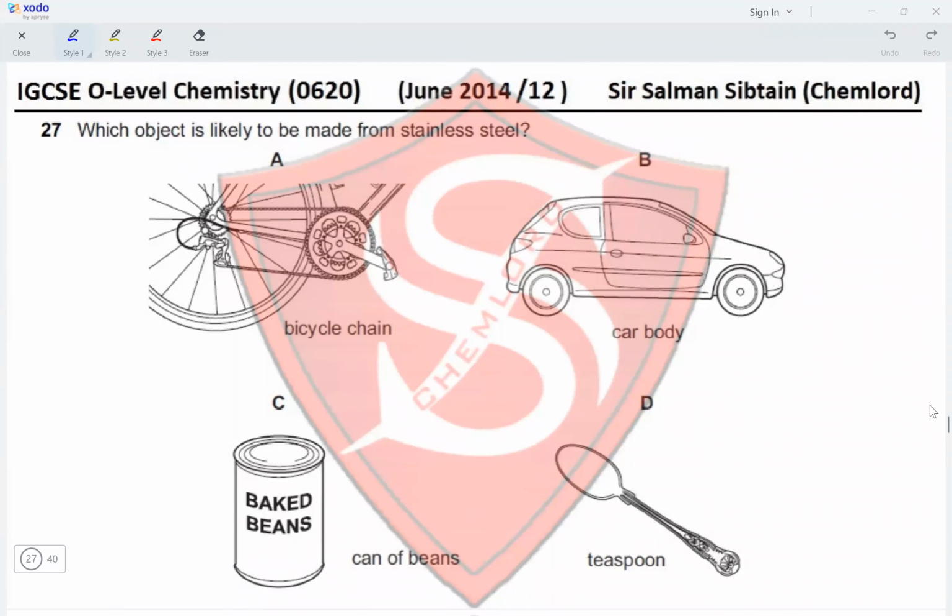Question 27. Which object is likely to be made from stainless steel? Bicycle chain. Bicycle chain is usually made from mild steel, not stainless steel. Car body is made from mild steel or aluminum. Big can of baked beans is made from mild steel or aluminum or tin. And teaspoon. Okay, since this is directly used by humans for consuming food, this should be made of stainless steel so that it resists corrosion. So this makes option D the correct option for this question.